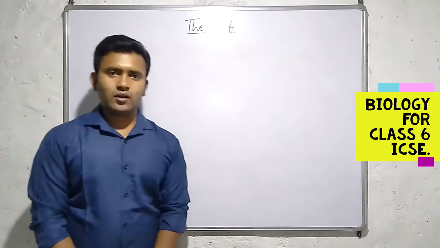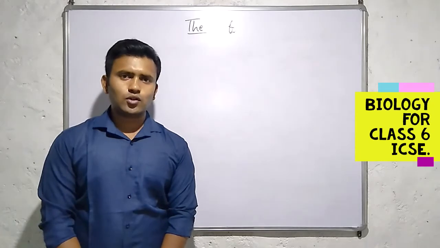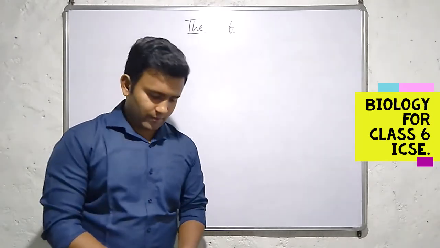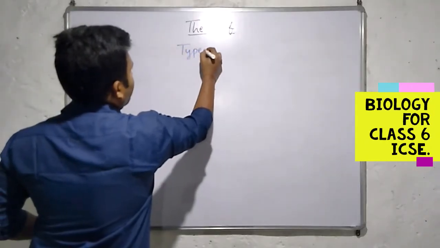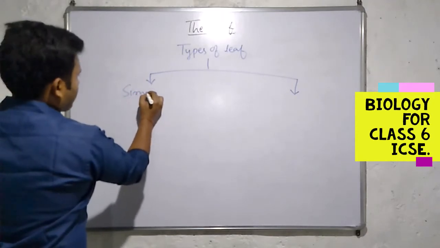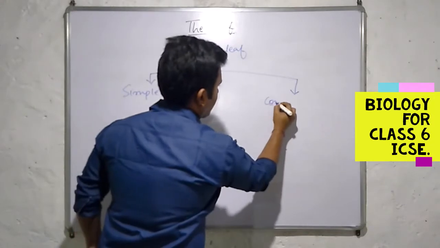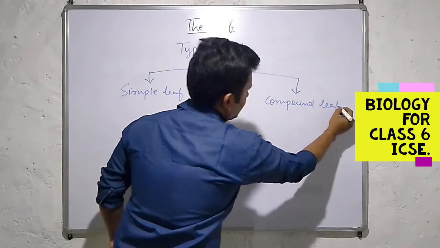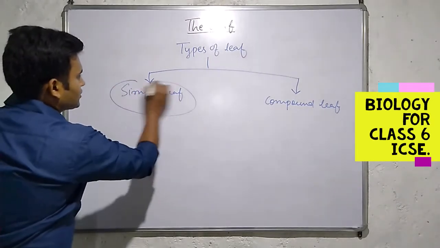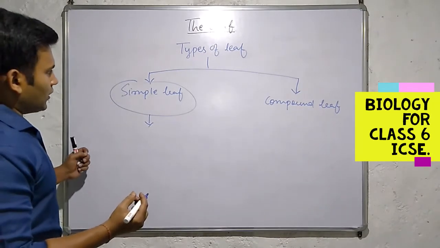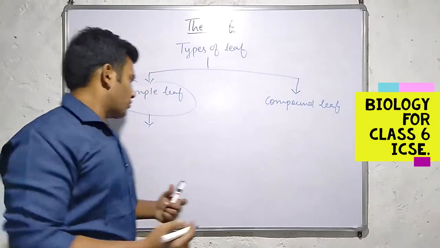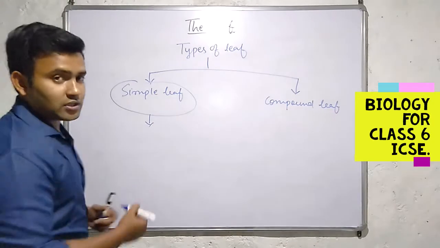Our next topic is types of leaf. So the two major types of leaves we need to study in this chapter. Number one is simple leaf and number two is compound leaf. One by one we will study them. We'll start with the simple leaf first. So simple leaf: if the lamina is not divided into small lobes, that type of leaf is called simple leaf. I will draw a diagram to make you understand about the simple leaf.